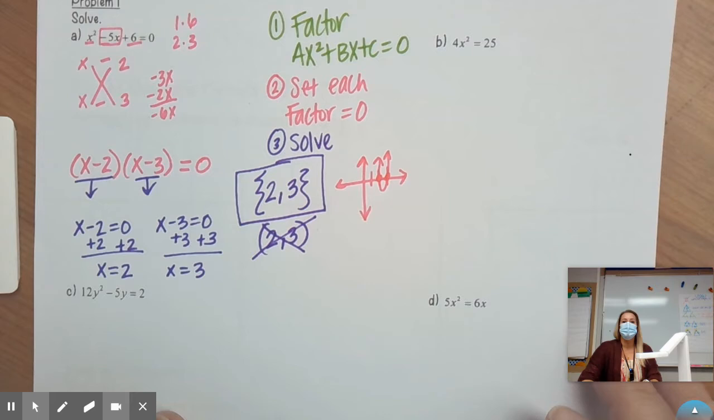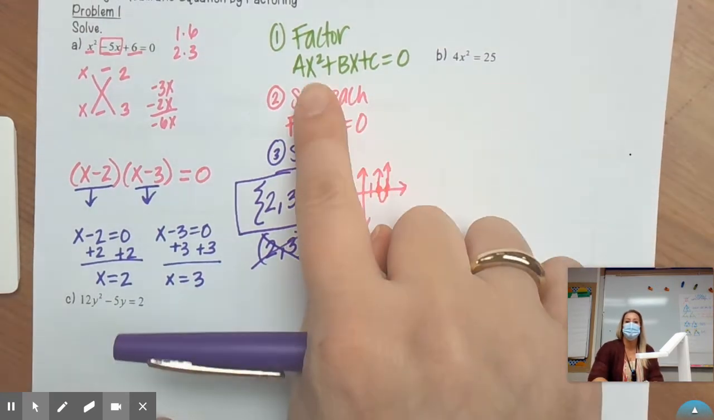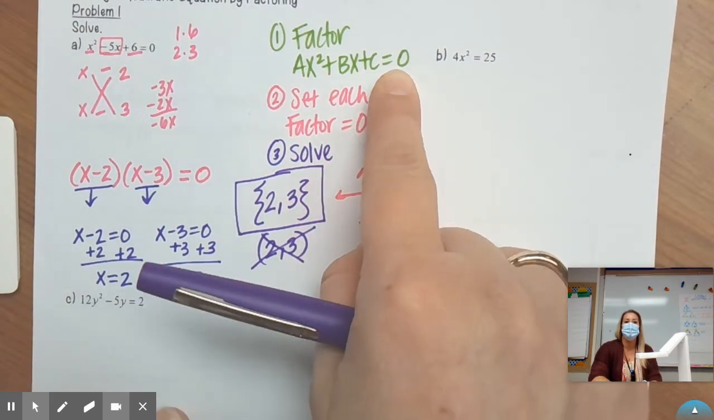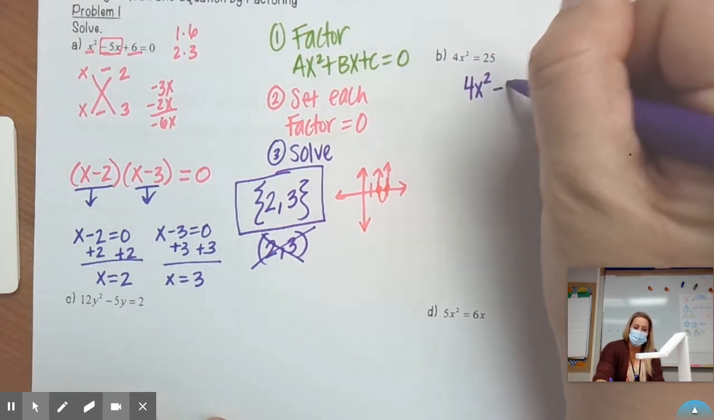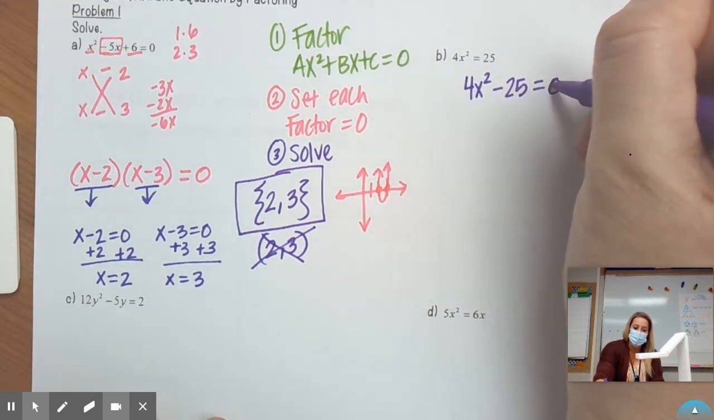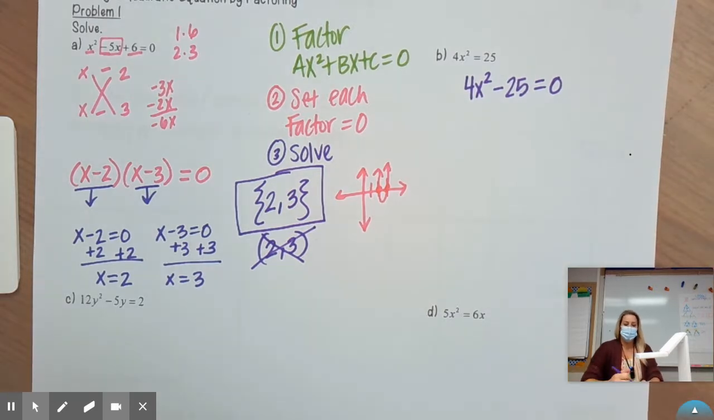All right, so let's look at B. So notice that B, we got to start out with getting it into standard form. So I'm going to do 4x squared minus 25 equals 0. So how do you guys think we need to factor this one?